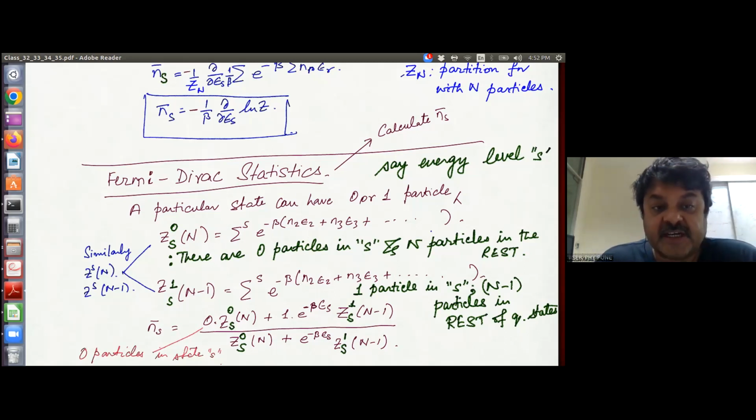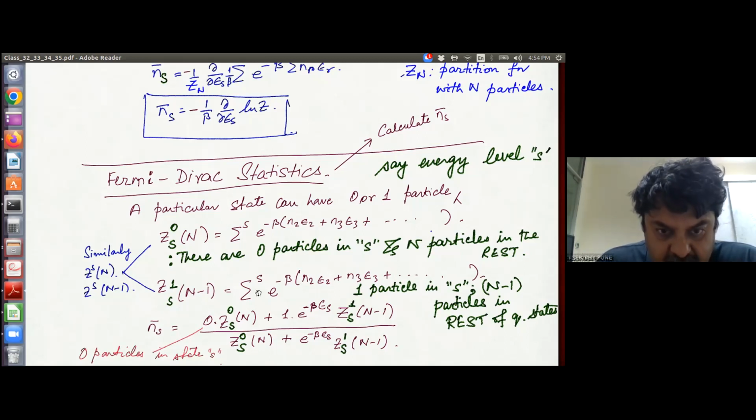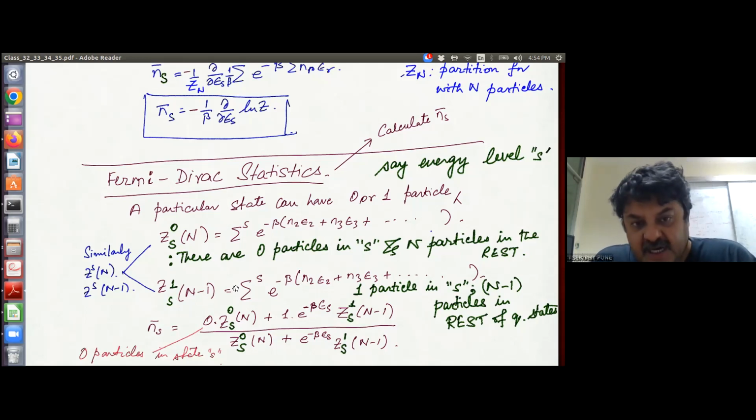Okay. Now, a certain set of microstates is left out. And the set of microstates which are left out in this sum are those microstates where there is actually a particle in level S, right? And there are n minus 1 particles in all the other energy levels. So Z1S means there is one particle for a particular energy level. It should also have e to the power beta epsilon 1, right? Because there's always a particle in epsilon 1.